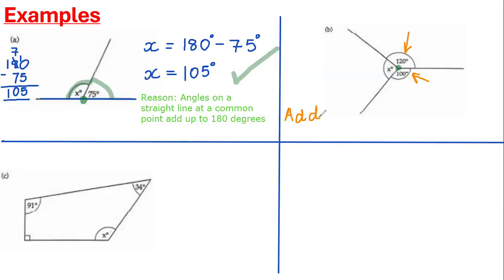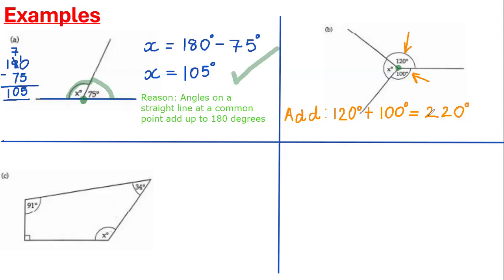So the first thing we're gonna do, add. We say 120 degrees plus 100, which gives us what? 220 degrees. Very good. So we add 120 plus 100, which gives us 220.